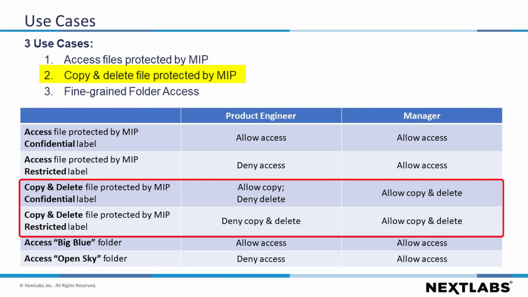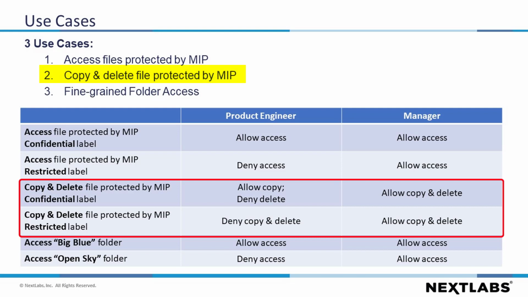In the second use case, we will demonstrate copying and deleting files that are protected by MIP sensitivity labels. For a file that is protected by MIP label confidential, the user whose title is Product Engineer will be allowed to copy the file, but denied when he is deleting it. If the user's title is Manager, he will be allowed to copy and delete the file.